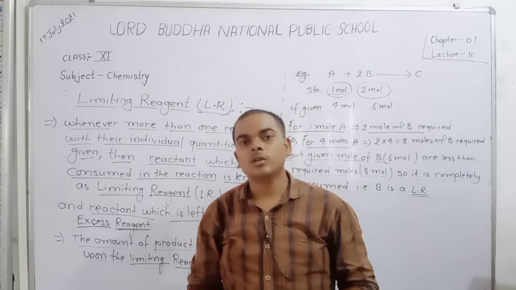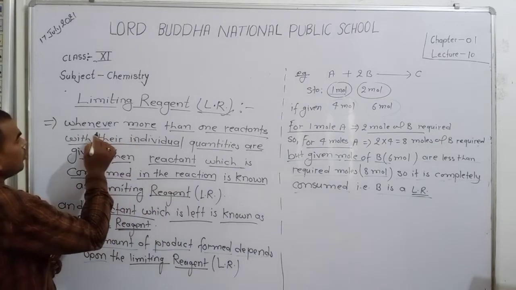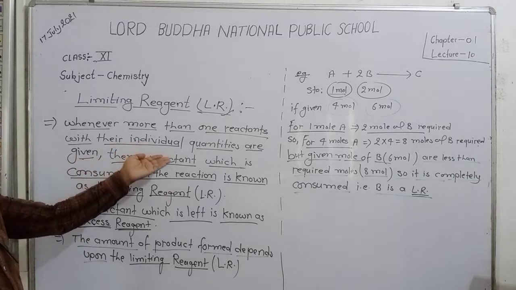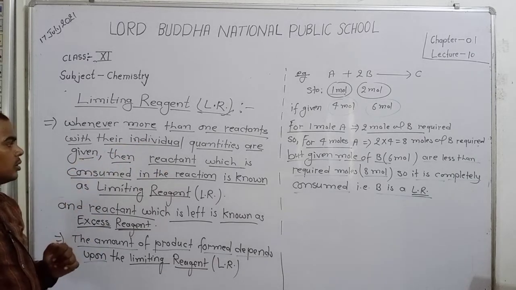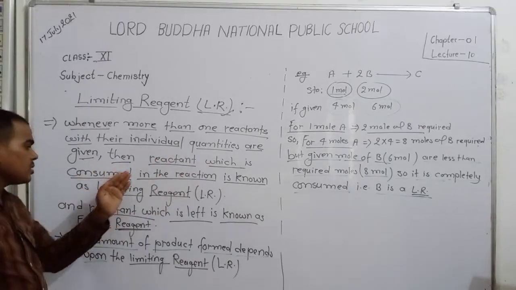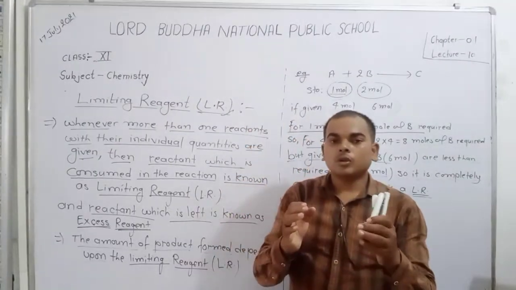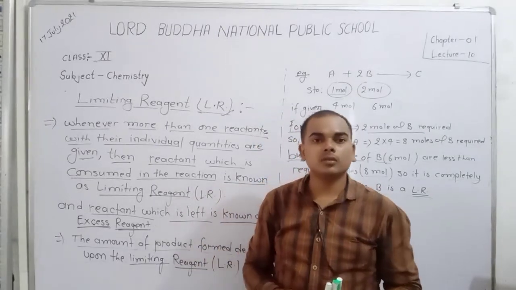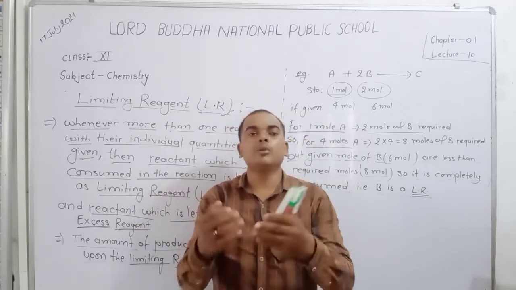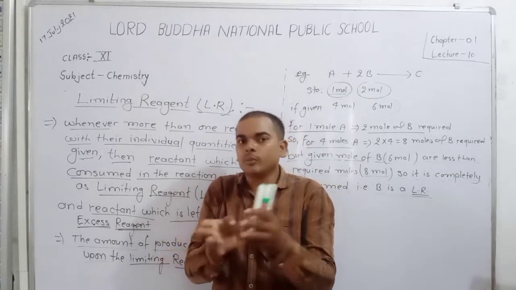Dear student, the limiting reagent is this: whenever more than one reactant with their individual quantities are given, then the reactant which is consumed in the reaction is known as the limiting reagent. That means if a chemical reaction occurs, for example, combustion, you know that hydrocarbons react with oxygen.